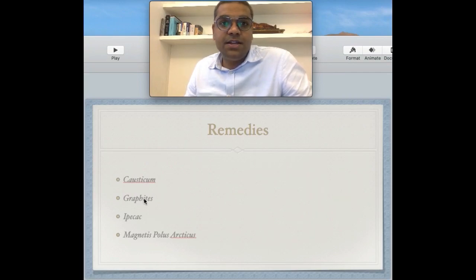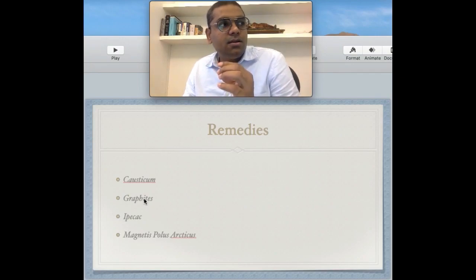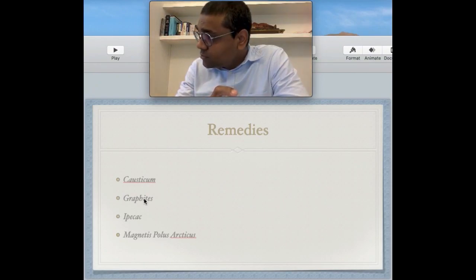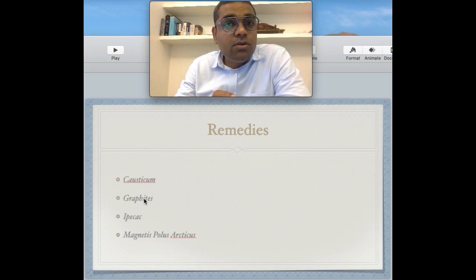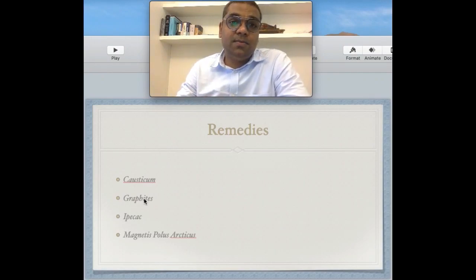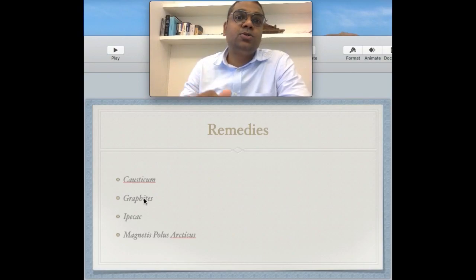Next remedy is graphitis. Now, graphitis is also very cautious and anxious. They are very, very worried about work not getting done. They are domestic people. They are worried about work not happening, whether they are able to react to the situation, whether they are able to respond to the situation. That is what graphitis is very worried about.